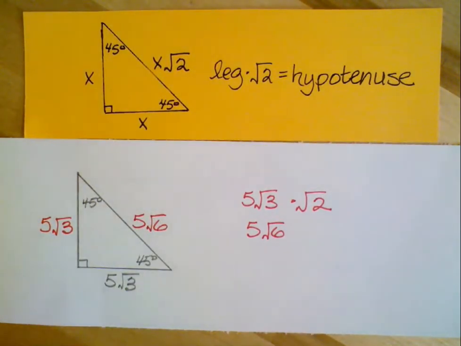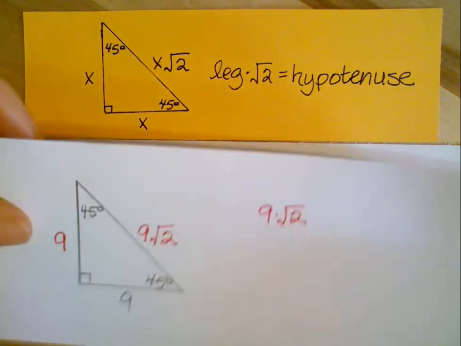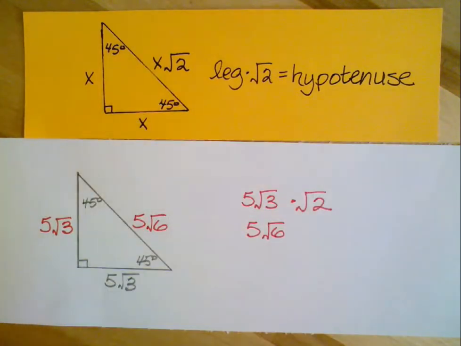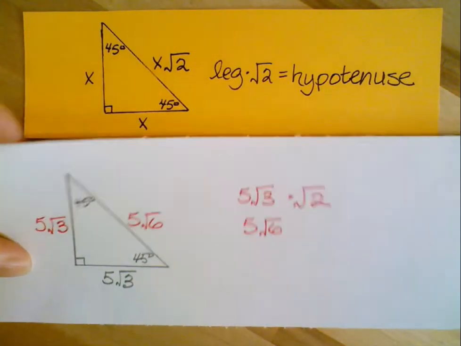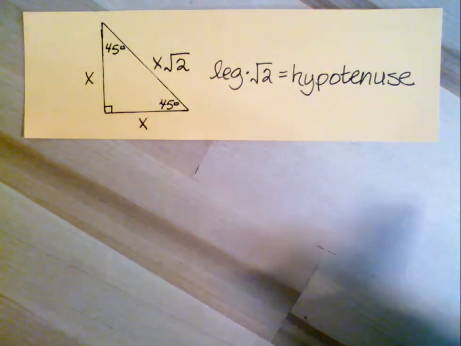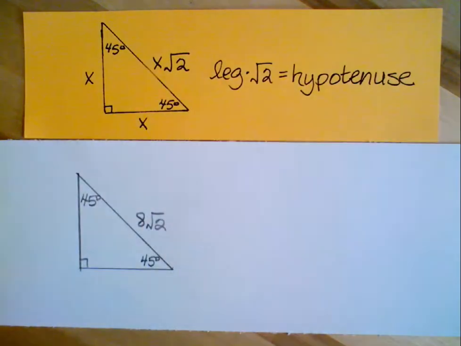Okay, so those are the two possibilities that you'll have given the length of a leg: either a leg that's a whole number or a leg that's not a whole number. Now let's look at some examples where you're given the length of the hypotenuse. In this first example, we see a hypotenuse that has a radical contained in it: 8 times the square root of 2.